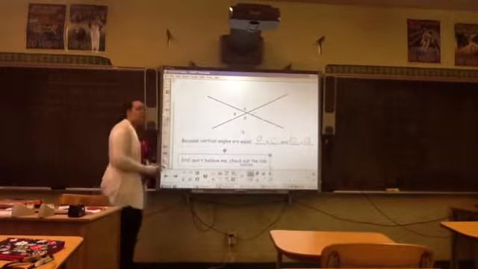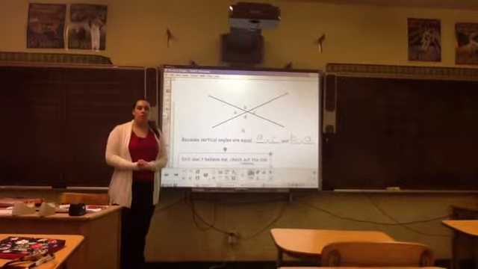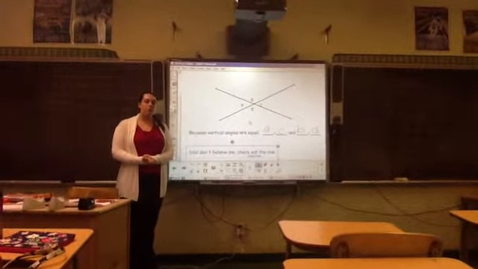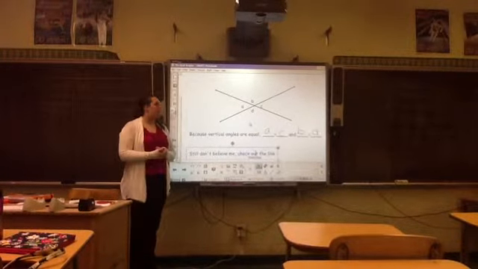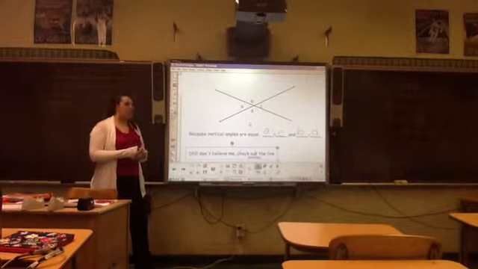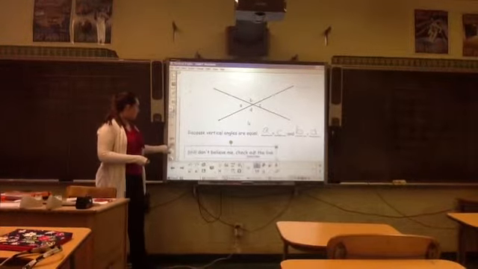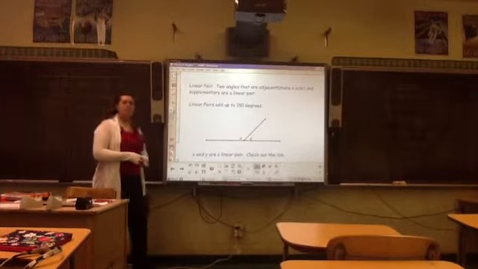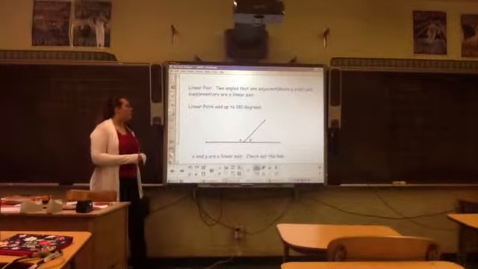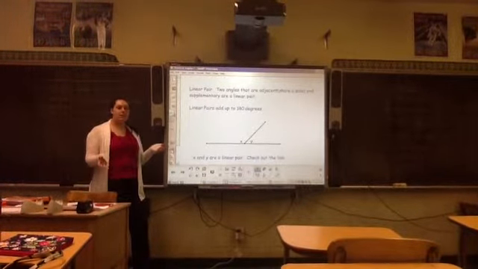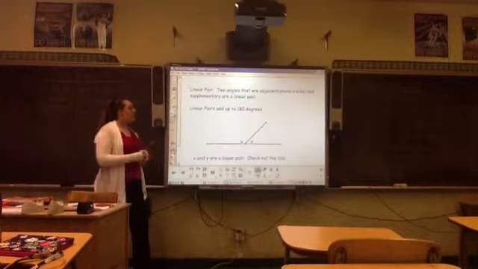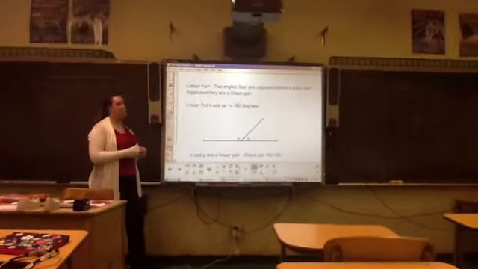So, to recap, we've learned that vertical angles are two angles that are opposite each other when two lines cross, like a big X, and have the same measure. Now let's move on to linear pairs. A linear pair is two angles that are adjacent to each other, which also means next to. They share a side. And a linear pair is supplementary.